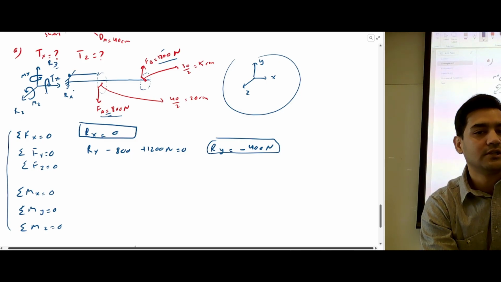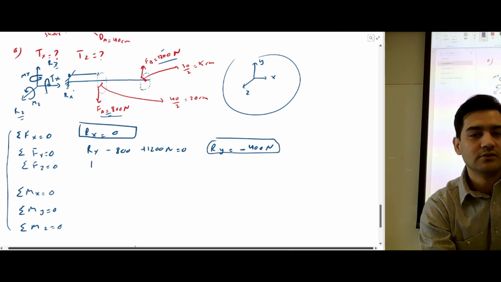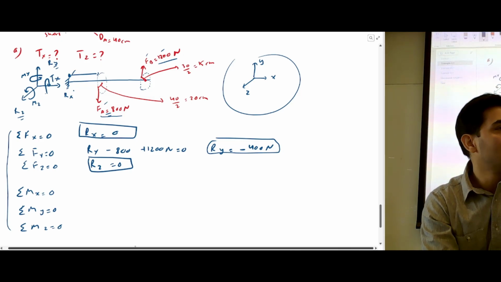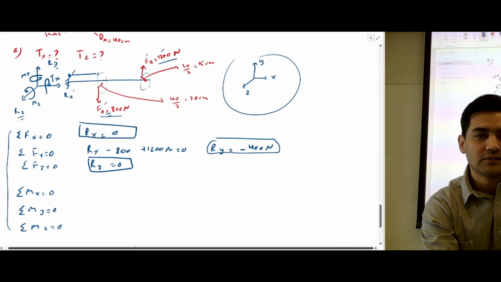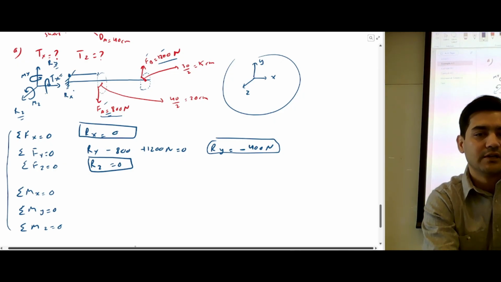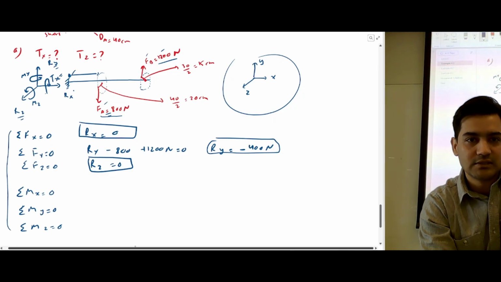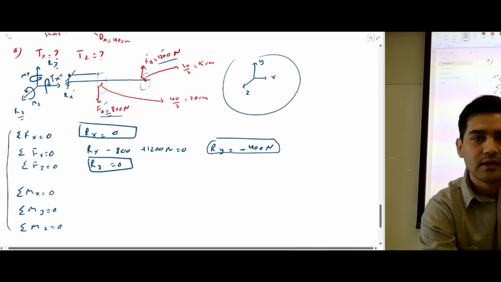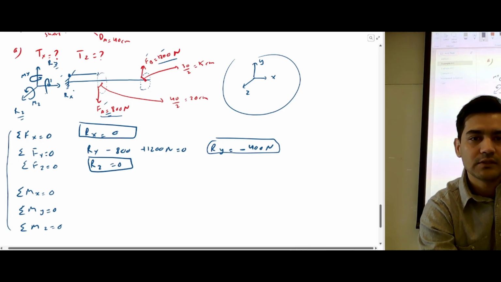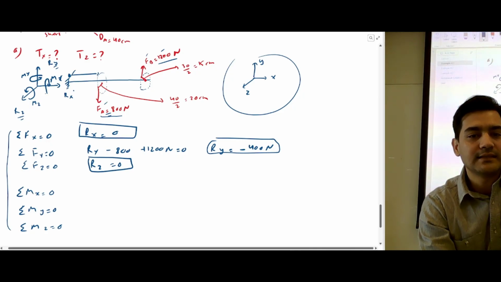If you do summation of forces along the z-axis equal to 0, there is no force acting along the z-axis. This force is along the y-axis, this force is along the y-axis, so Rz is equal to 0. If you do summation of moment along the x-axis, this T of x, let's put M of x. This is the moment along the x-axis, right? If you do summation of moment along the x-axis equal to 0, you're going to get M of x.